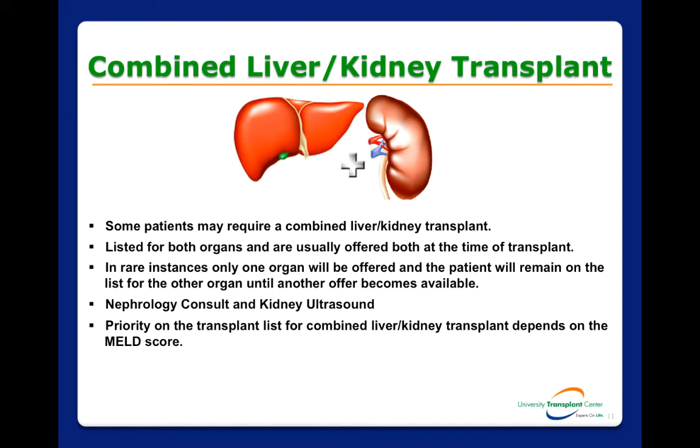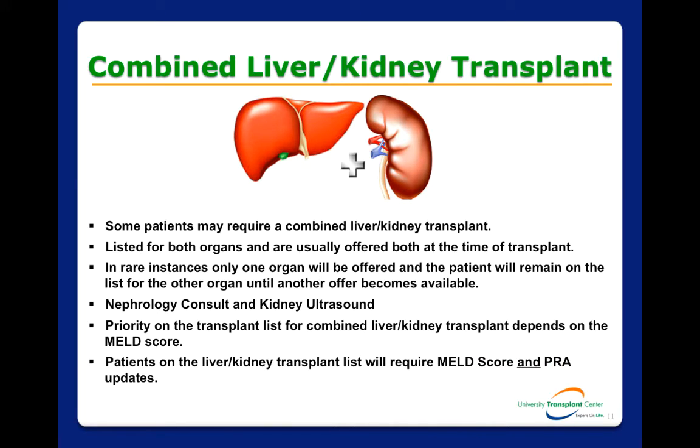Priority on the transplant list for a combined liver-kidney organ transplant will depend on the MELD score. The higher the MELD score, the higher the priority for transplant. Patients on the liver-kidney transplant list will require updates with the MELD score as well as the PRA.